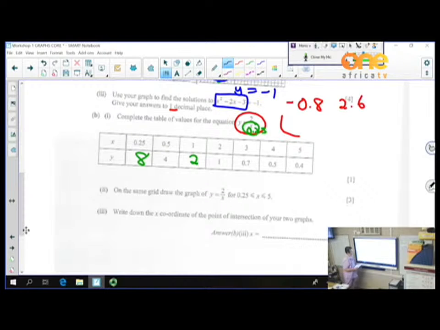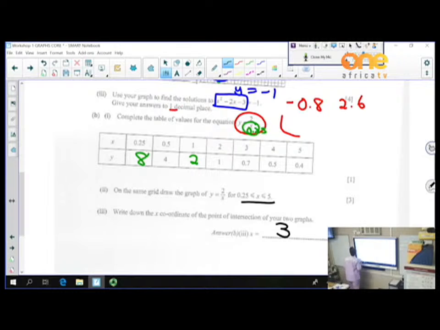They say on the same grid, draw it. Look at this, this is also the same as the table. So we don't just draw the lines, you draw it between those limits. Don't extend it, because again, then you lose a mark. And then the last question says, write the x-coordinate of the point of intersection. That is where those two graphs intersect, and I find it at x is 3. That's where my point is lying. Okay, a nice question to look at everything.